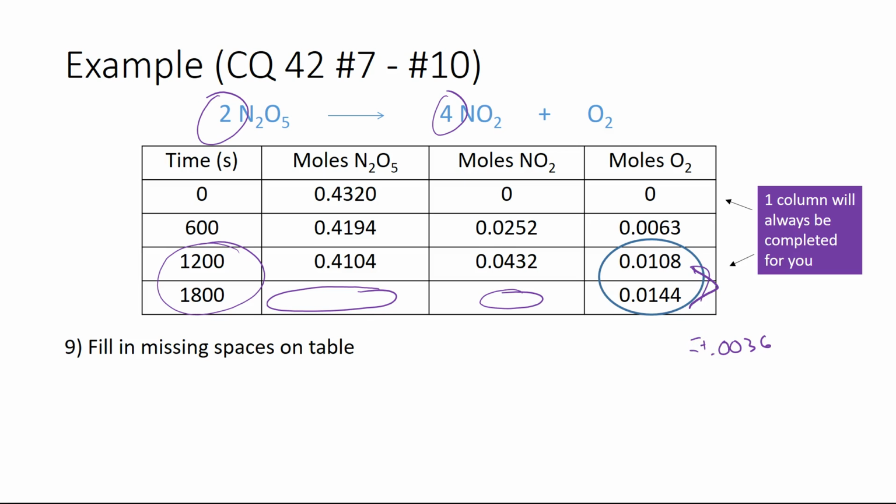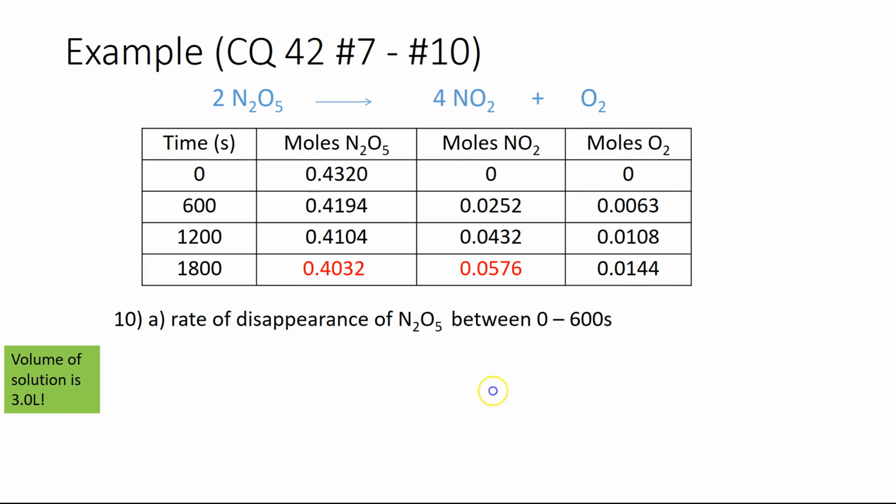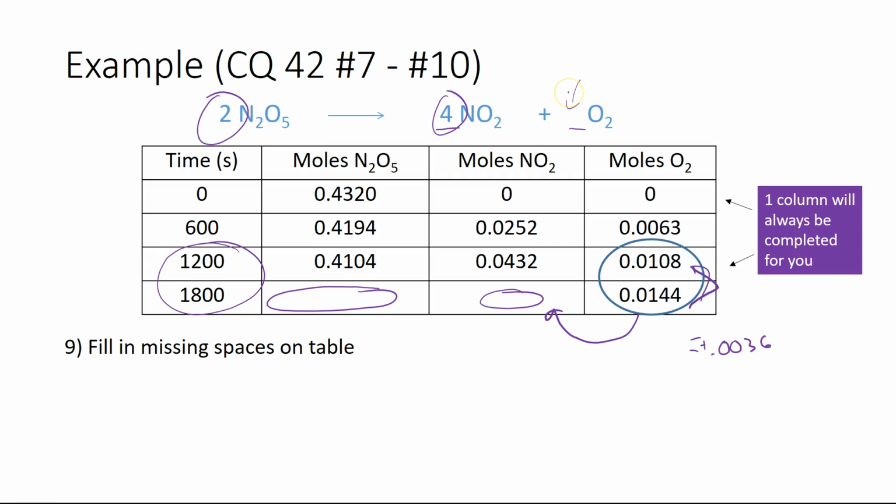Now, the logic we need to apply to figure out this value right here. So first of all, nitrogen dioxide is a product, so it's going to also increase. Okay, but it's going to increase by 4 times as much as the oxygen increase because we have that coefficient of 4. So that means for every 1 mole of oxygen we should get 4 moles of nitrogen dioxide produced. All right. So in order to figure out this number right here, I need to know how much it should increase by. Okay. So this was an increase of 0.0036, right?